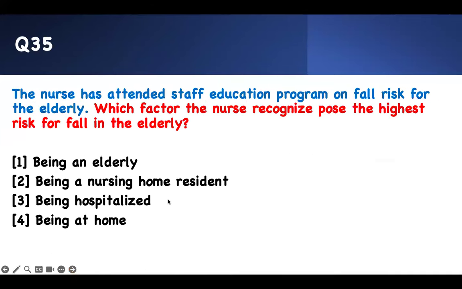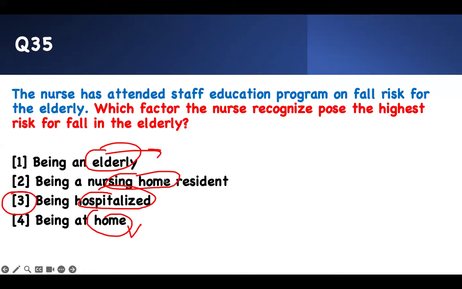And then a nurse conducts a staff education program on risks for elderly falls. Which factor does the nurse recognize poses the highest risk for a fall in the elderly? That means if you have an elderly patient who fell down, which of those will put them at higher risk of fall? This is a really good question. Think about it. Just because they're old, or in a nursing home, or in a hospital, or at home. If they are home, they're protected. Being old doesn't mean you're going to fall.